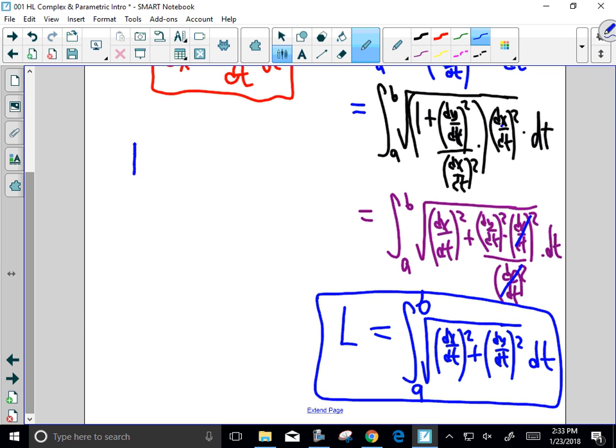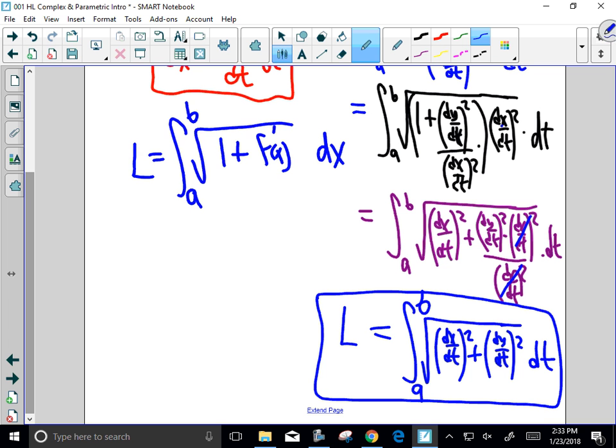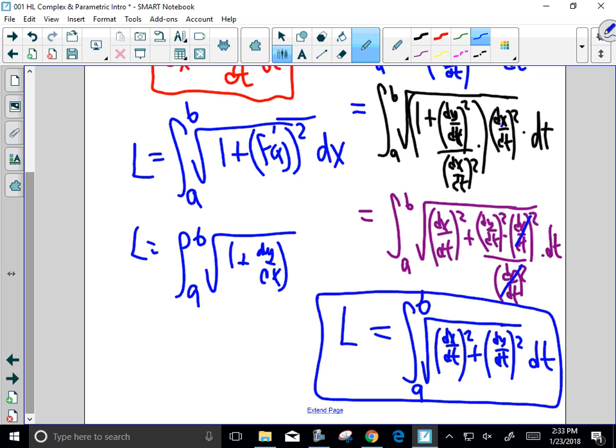So one more time, you have L is equal to the integral from A to B of the square root of 1 plus f prime of x squared dx. And then we also had the integral from A to B of the square root of 1 plus dy dx quantity squared dx. And then this one is in terms of dt. So those three are formulas that you're going to use for arc length.